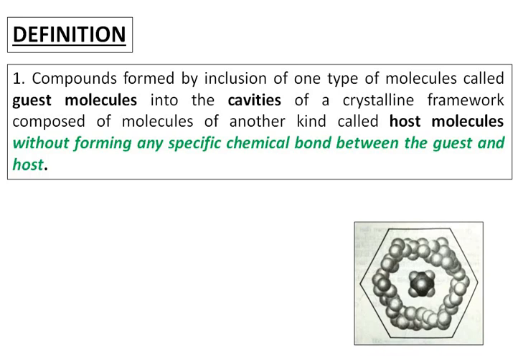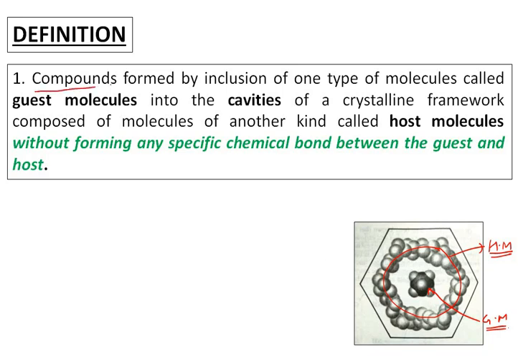Here we have two types of molecule. One is this, called a host molecule. It has a particular crystalline framework and there are cavities present, right? And into this cavity there are guest molecules, or we can say another type of molecule, right? Whenever these host and guest molecules interact through some kind of interaction, such a system or compound is called an inclusion compound, right?